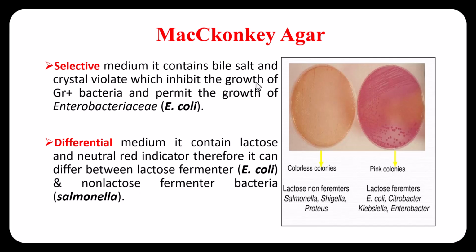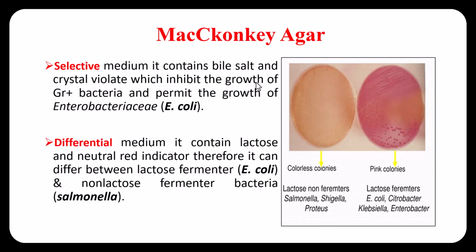Why is it differential? Because it contains lactose and neutral red indicator. On this type of media, we can differentiate between the lactose fermenter bacteria and the non-lactose fermenter bacteria. The lactose fermenter bacteria like E. coli, Klebsiella, and Enterobacter, when grown on this media, lead to the fermentation of the lactose and change the color of the indicator neutral red and produce the pink colony.